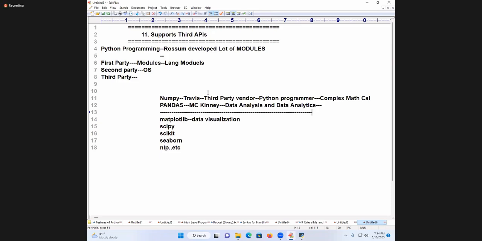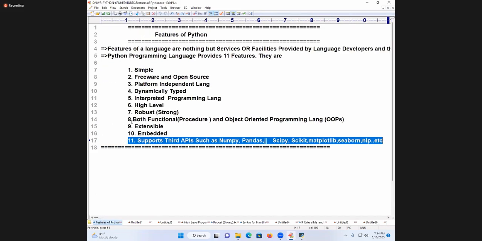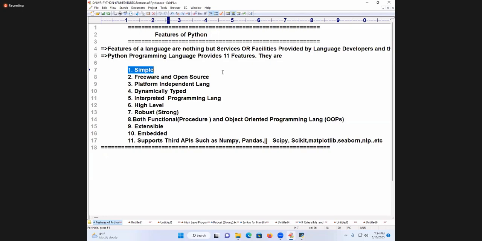Did you understand this explanation? How many features are there? 11 features. Can you tell me one by one? Simple. Silence. You need to say it clearly in the class. On day one I asked when I started this, and you did not say it then. But daily I am explaining, and from 3-4 days onwards, by this time you need to have everything in mind.